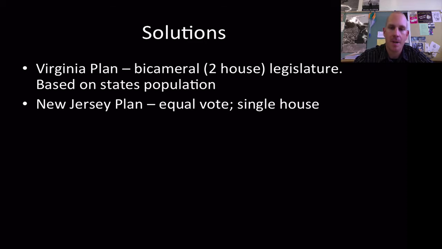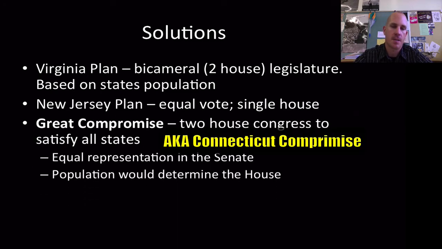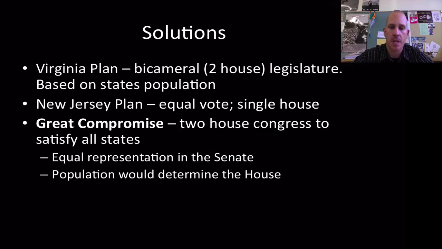We already know that we have a mixture of both. The Great Compromise is going to be a two-house Congress that's going to satisfy not just the large states, but the small states as well. In the Senate, there's going to be equal representation. Each state is going to have two senators. And in the House, the representation is going to be based on the total population of that state. So the larger the state population is, the more representatives it's going to have.